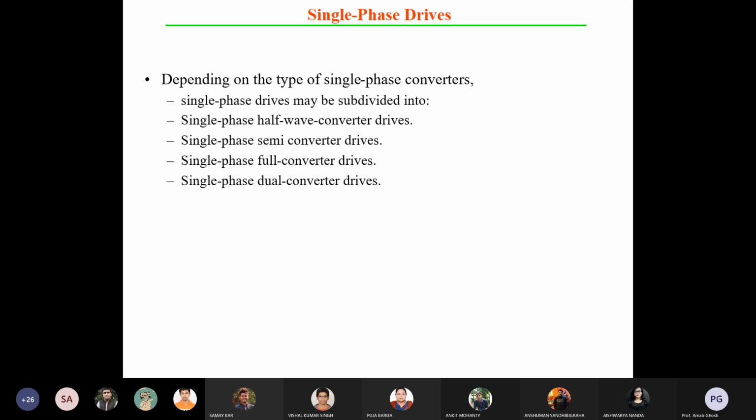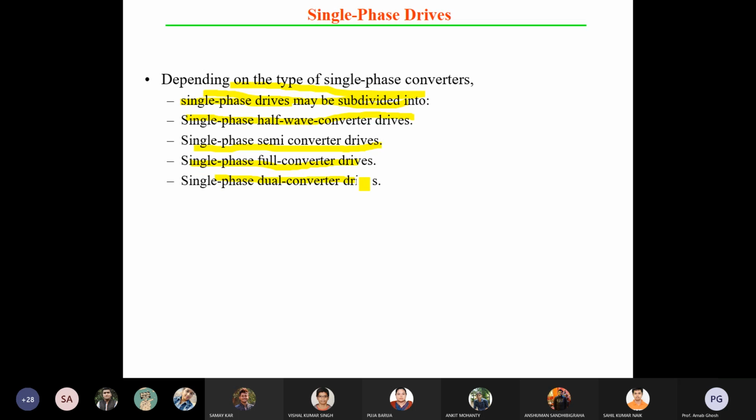So what are the configurations for single phase converter? Single phase drives may be subdivided into the normal configurations. Number one is the single phase half wave converter drive. Okay, single phase semi converter drives, single phase full converter drives, single phase dual converter drives.